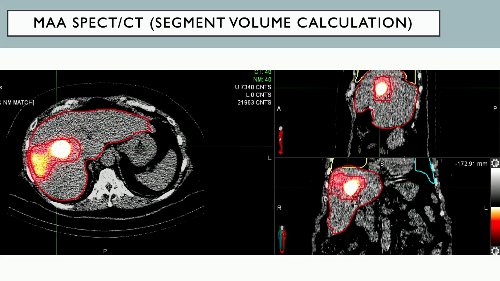This is where I differ from Tyler in terms of how I calculate the volume. I actually use MIM for calculating my volume. So you use SPECT? I use SPECT. And I give MAA segmentally. So you give it from the area you would intend to treat. Exactly, and with the same microcatheter.